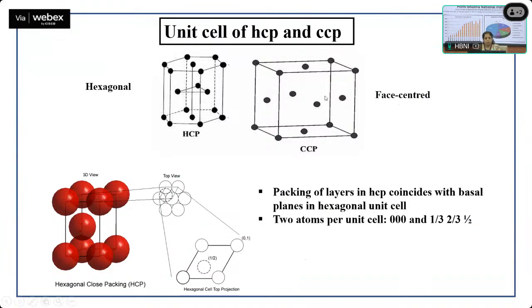Okay. What is the unit cell of the cubic close packing? That is your face centered unit cell. Of course, I'll talk about it in the next few slides. It is not as easy to visualize the FCC lattice or FCC unit cell in the cubic close packing. But of course, we'll try to see if we can do that. Okay.